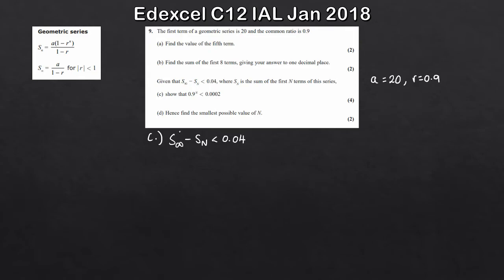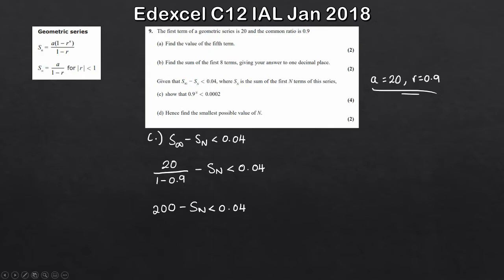So let's break this down. Let's work out the sum to infinity first, because for the sum to infinity, you only need a and r, which we have both of. We've got them over here. So the sum to infinity then, that's going to be a, which is 20, divided by 1 minus r, so 1 minus 0.9, minus the sum to the first n terms being less than 0.04. So that's 20 divided by 0.1, so that's the same as times 20 by 10. So that's 200 minus Sn being less than 0.04.